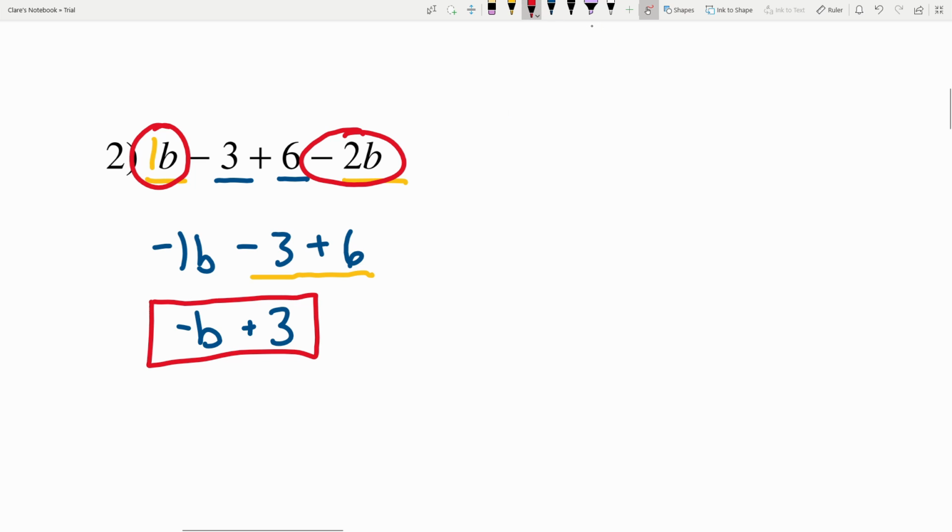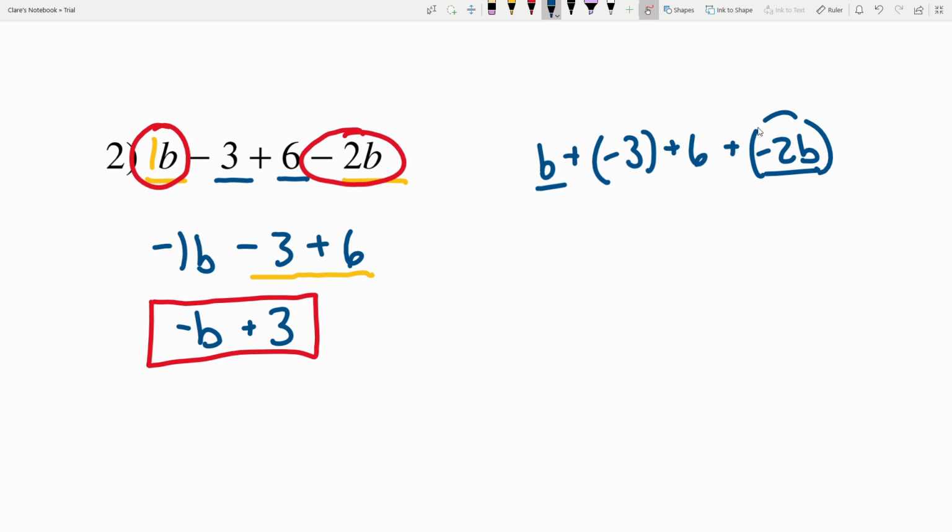And if it helps, rewrite all of the subtraction as adding a negative. So I could have rewritten this as b plus a negative 3 plus 6 plus a negative 2b. Positive b and negative 2b, where the negative is greater, is going to result in a negative b. Negative 3 plus 6 is going to be a positive 3. So that's just another way to look at it if you want to compartmentalize your numbers in that way. Let's move on to number 3.